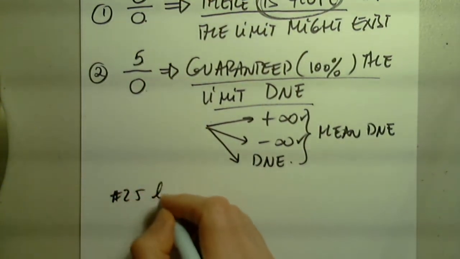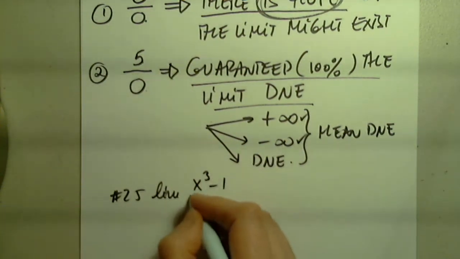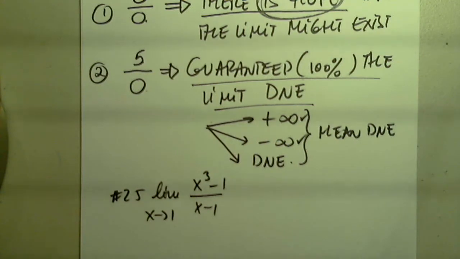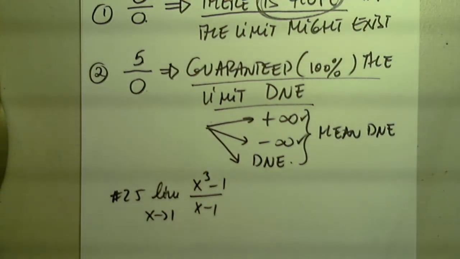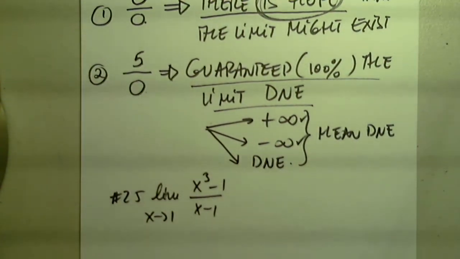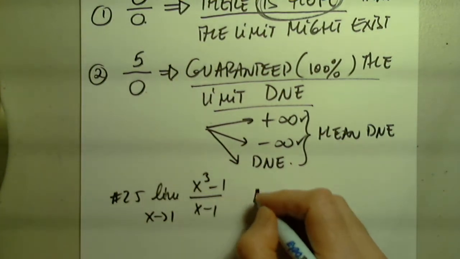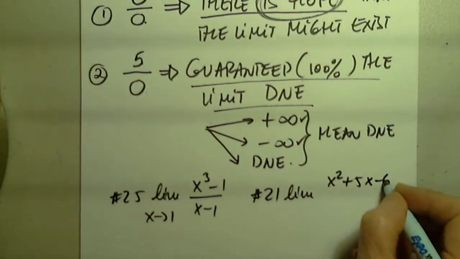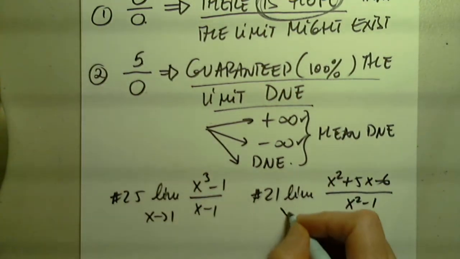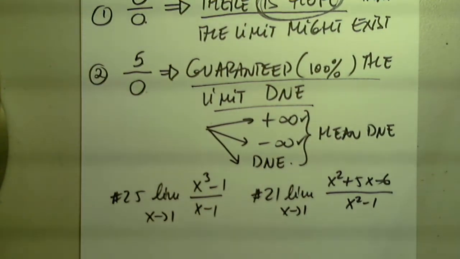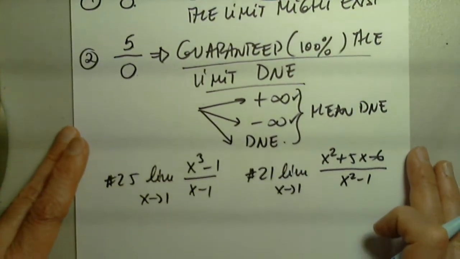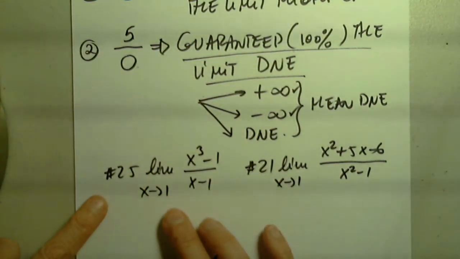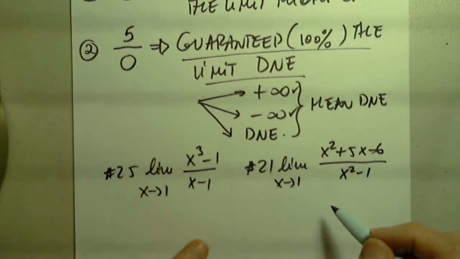So 25 is the limit of x to the third minus 1 over x minus 1 as x approaches 1. Okay, I want to copy one more, like 21, which is the limit of x squared plus 5x minus 6 over x squared minus 1 as x approaches 1. Good. So I would like to start with 21, and I'll explain in a minute why I didn't want to start with 25. So we start with 21 first.